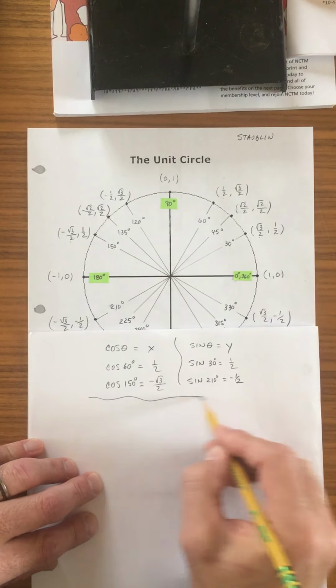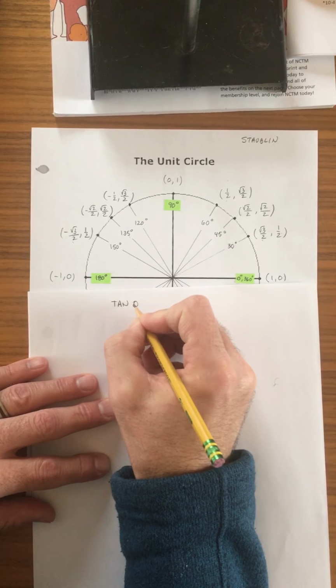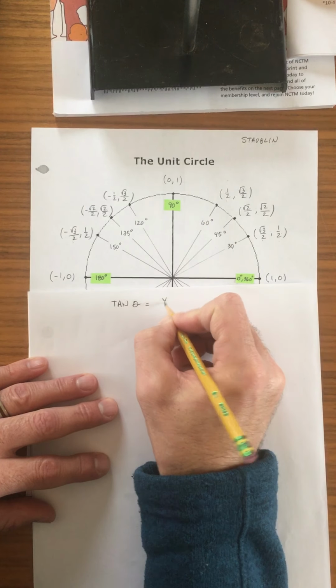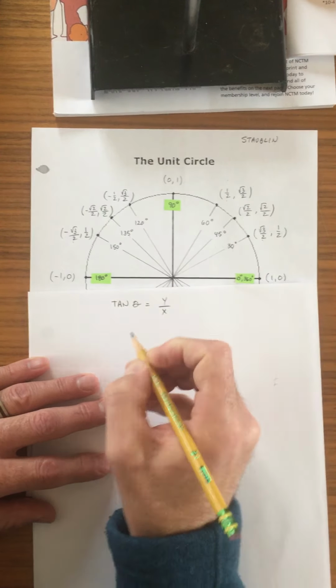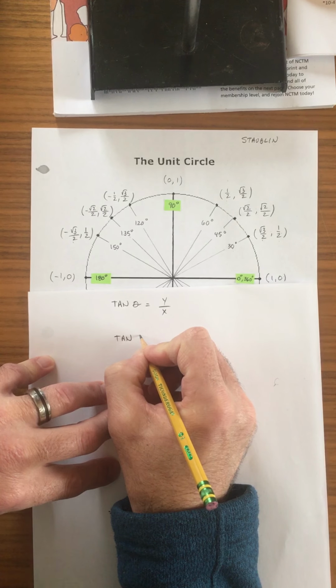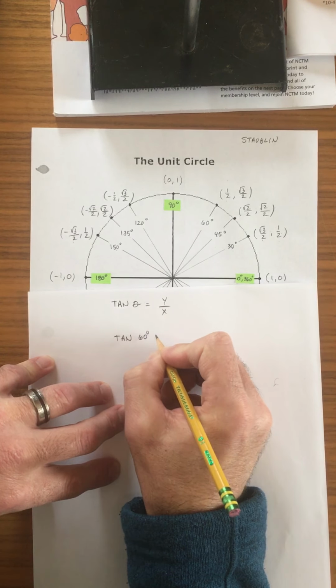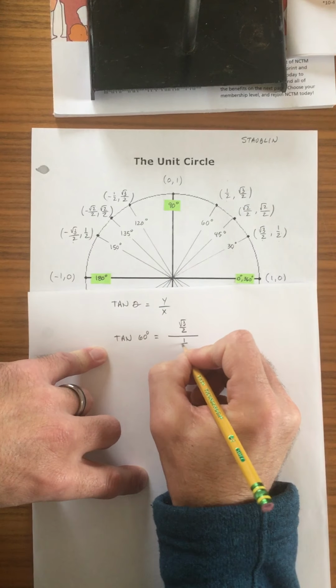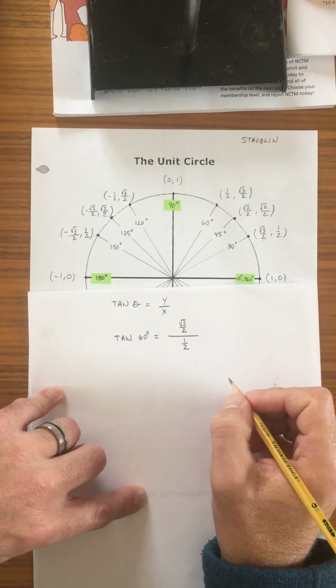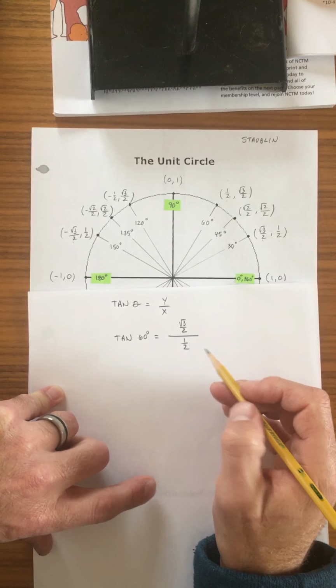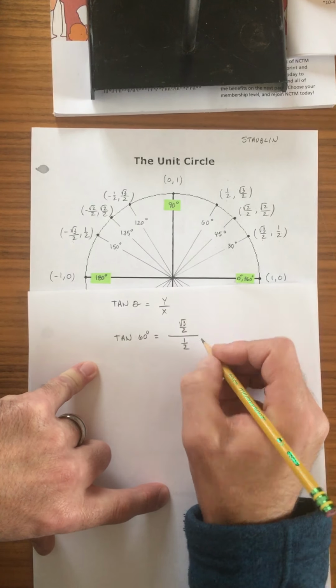Let's do tangent. You will remember that the tangent of an angle is y over x. So let's say that we wanted to find the tangent of 60 degrees. All right, so the tangent of 60 would be the y value, which is the square root of 3/2, divided by the x value, which is 1/2. So that's the start. Now what we have to do is simplify this.